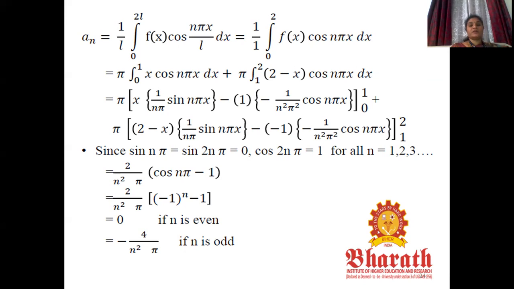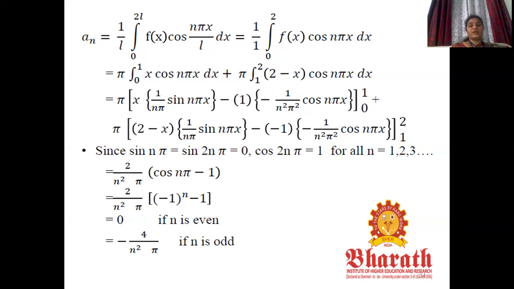The second part of the integration is 2 minus x, which is u. Integration of cos n pi x is sin n pi x divided by n pi. U v1 minus u dash. Integration of 2 minus x is minus 1 into v2, which is cos n pi x divided by n square pi square. Now, after this, we are just substituting the limits.